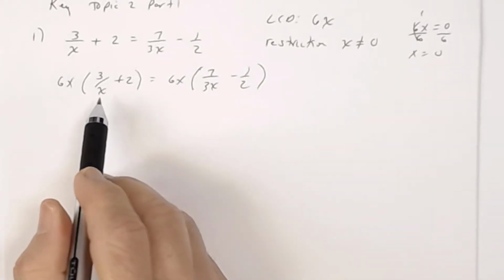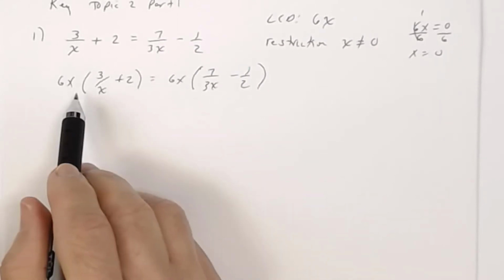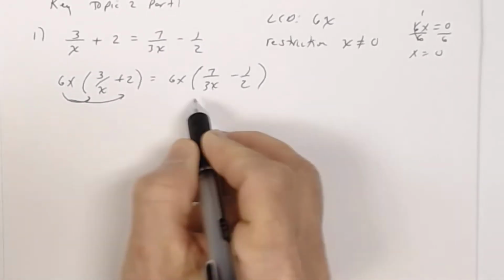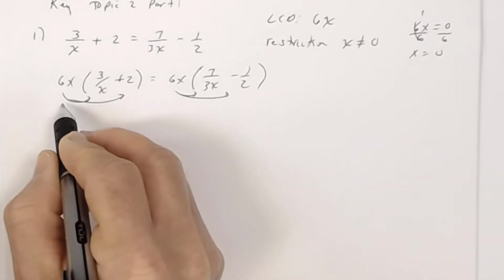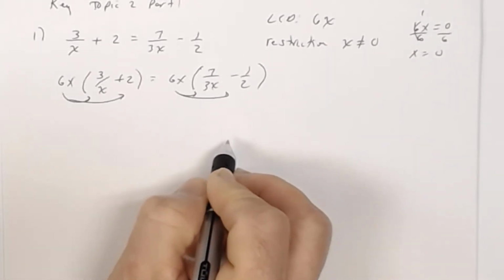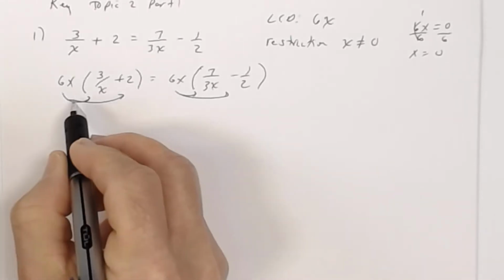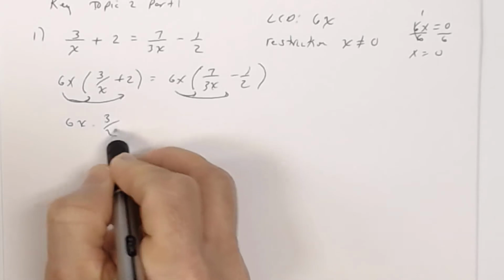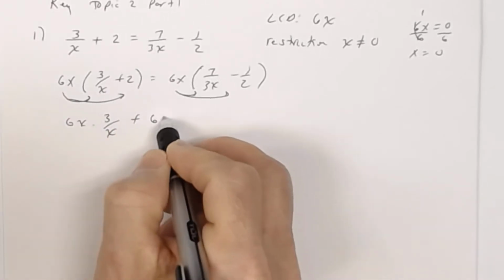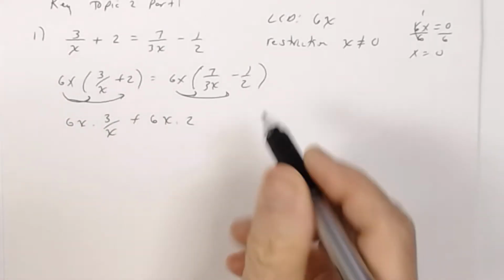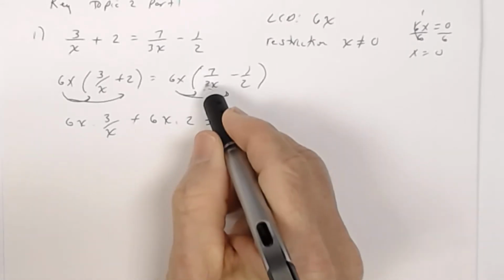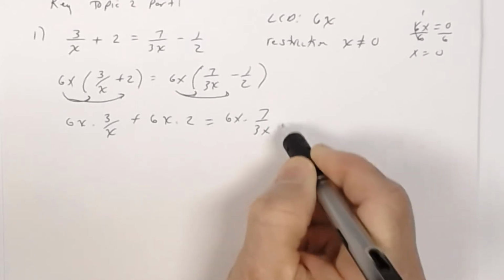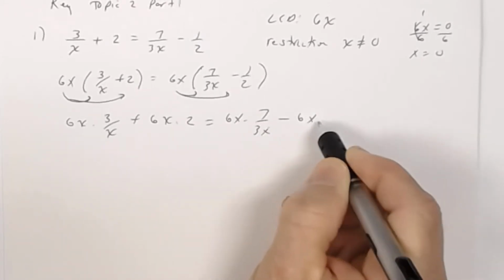Now the next step, notice I have some parentheses here, so I've got to get rid of them. That's where you use the distributive property. Actually write in this next step; don't skip the step. You're going to say 6x times this first fraction plus 6x times the next term, which is 2, equals 6x times the first term, 7 divided by 3x, minus 6x times a half.